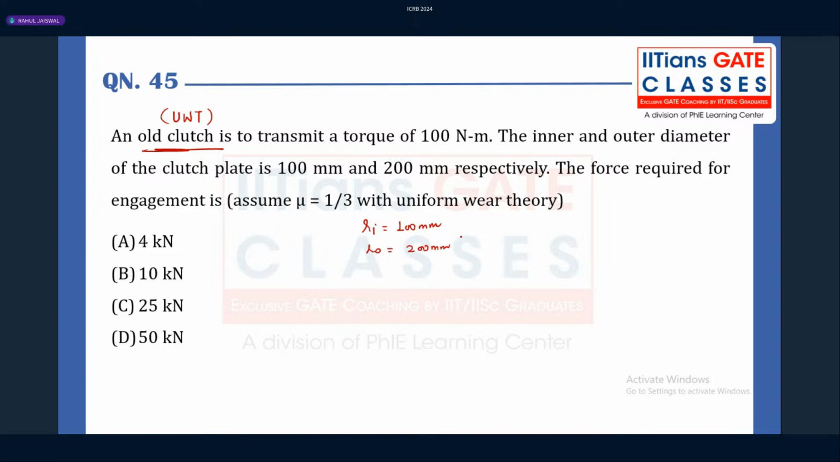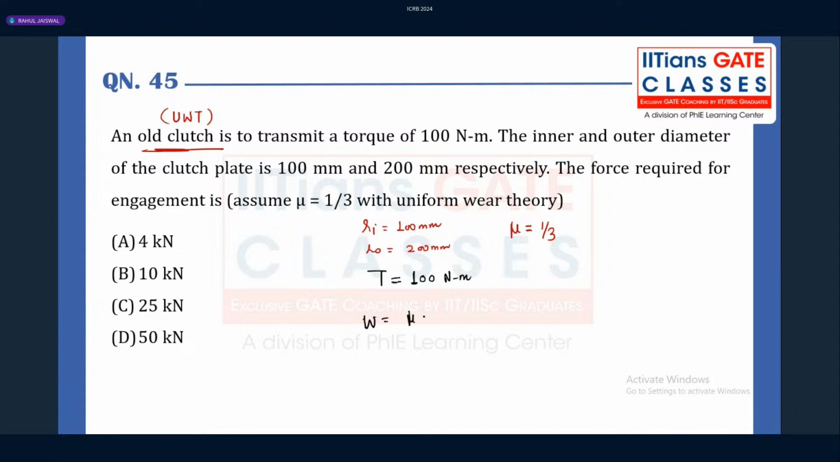The force required for the engagement, mu is what, guys? 1 upon 3. Assume 1 upon 3 for the uniform wear theory. What is the torque? 100 Newton meter. Now, what is the axial force required for the engagement?